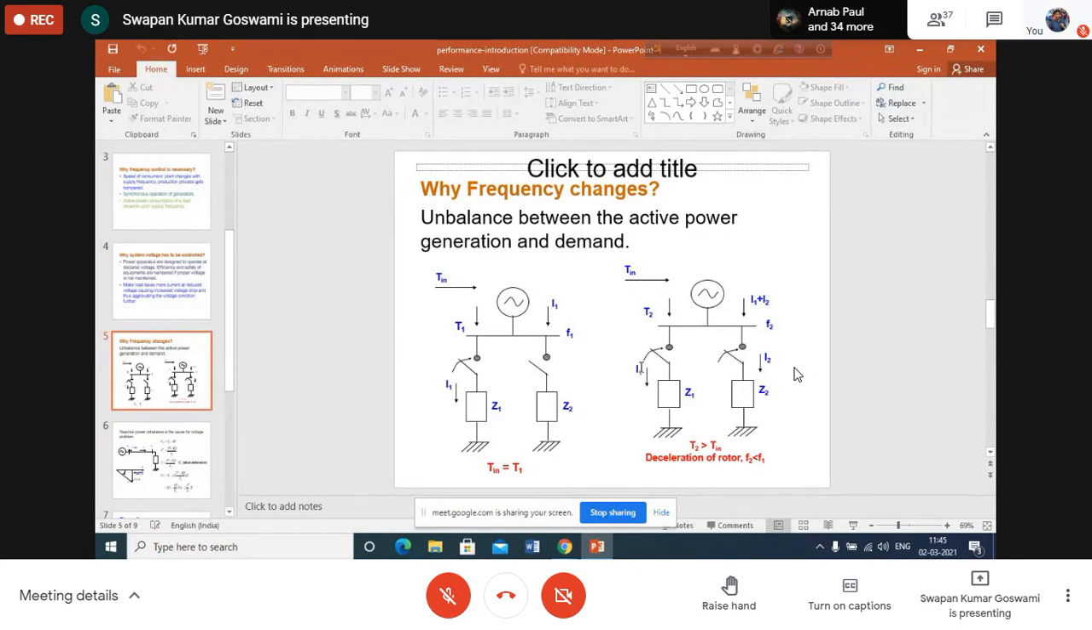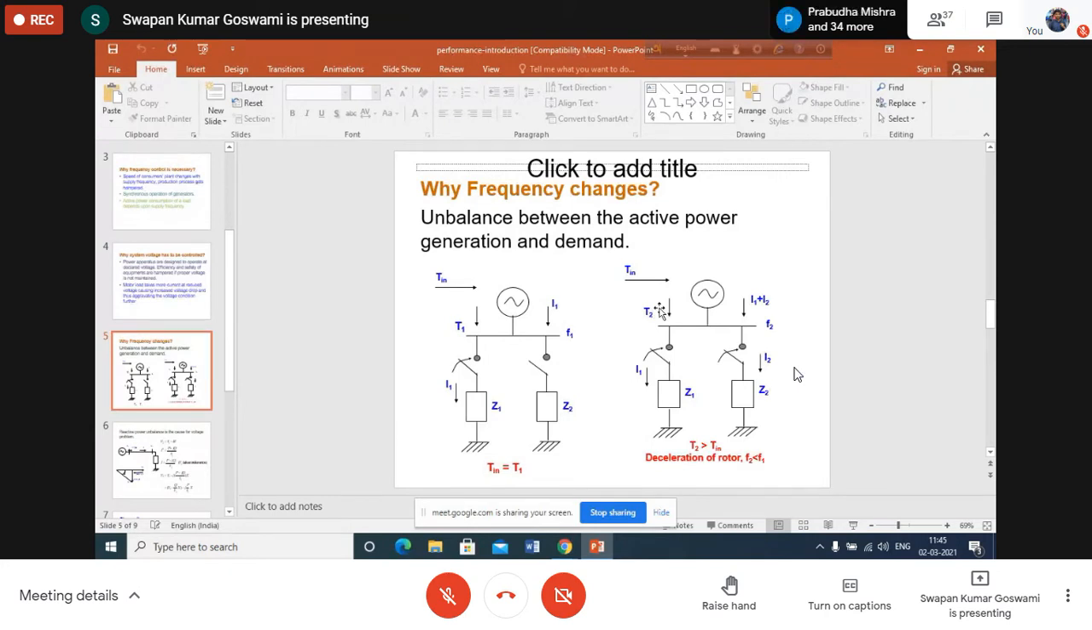the speed of the generator decreases, because with the switching on of the second load, there is more power output from the system. Now the question may be, where is this power coming from? How is the generator supplying this power? Basically, this power is being supplied by the generator from the stored kinetic energy. The speed is decreasing, which means the stored kinetic energy in the rotor of the generator is decreasing.